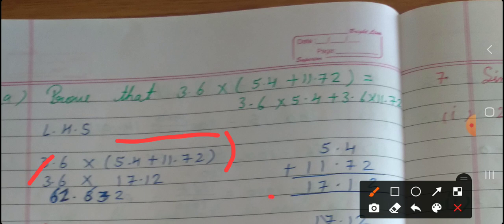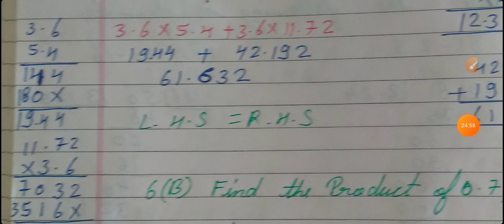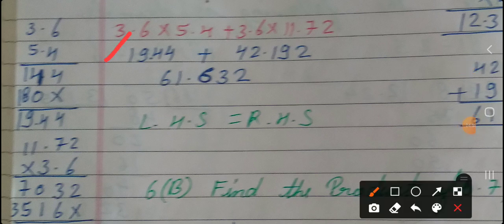In left hand side I am taking 3.6 multiplied by round bracket, 5.4 plus 11.72, round bracket closed. First we have to solve this round bracket. On adding we are getting 17.12. Now we will multiply this by 3.6. On multiplication we are getting 61.632. This is the left hand side. Now we will solve right hand side.